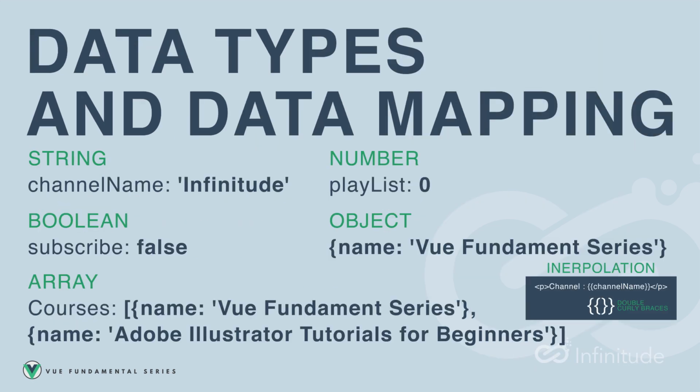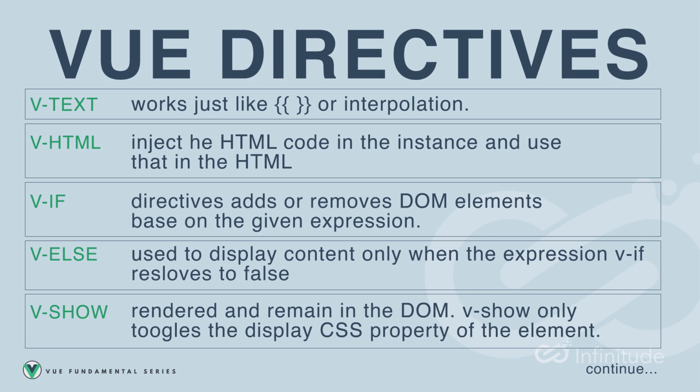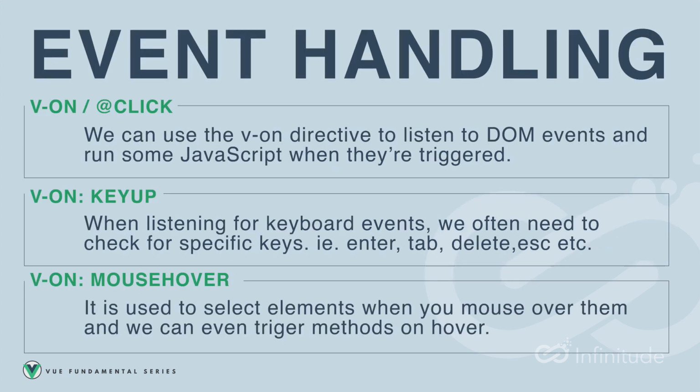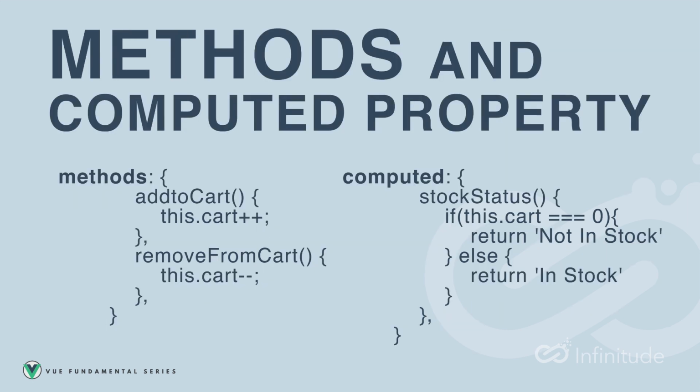We learned how to create primitive data types. We also learned how to create methods and use event listeners like click, mouse hover, key up, and created computed properties, which give computed logic.